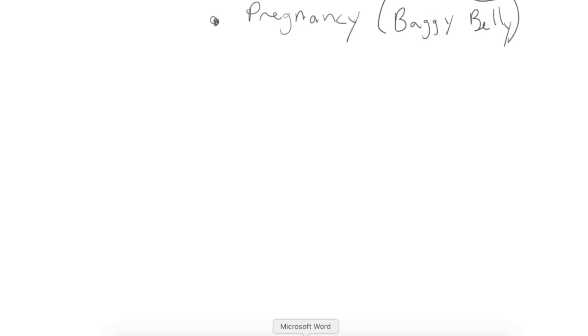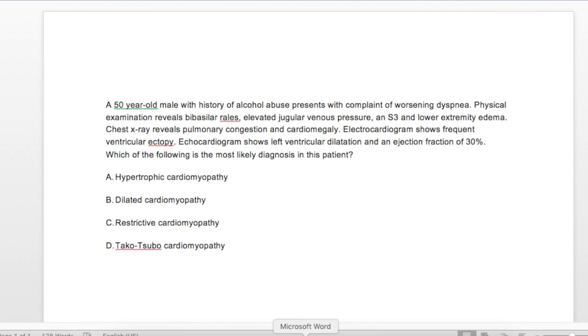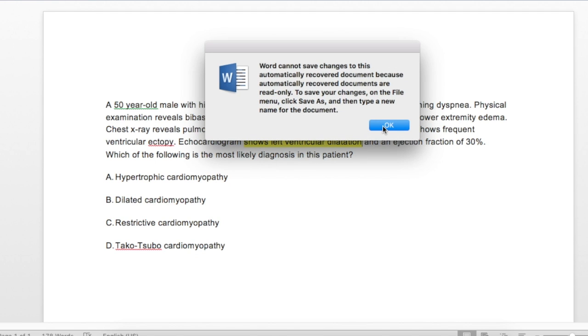Okay, and lastly, let's look at some vignettes. Okay, two vignettes here. The first one says we got a 50-year-old male with a history of alcohol abuse. Okay, that's good. Complaining of worsening dyspnea. That's not really specific. Physical exam reveals bibasilar rales, elevated jugular venous pressure, S3, lower extremity edema. Pretty much the presentation of a heart failure. Chest x-ray reveals pulmonary congestion, cardiomegaly. Okay. EKG shows frequent ventricular ectopy. Echo shows left ventricular dilation and an ejection fraction of 30%. Which of the following is the most likely diagnosis in this patient?